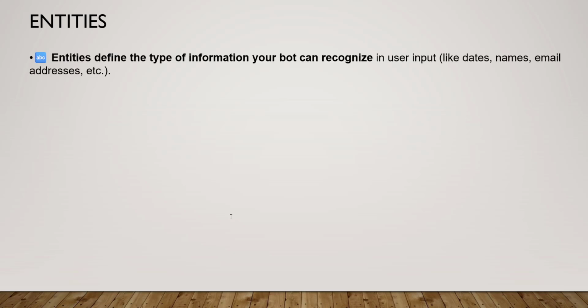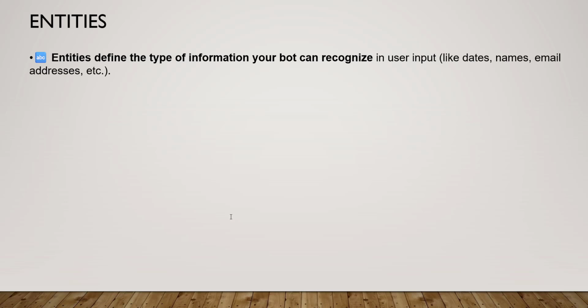If you are a pro developer, by now you must have an idea what entities do, but for those who are new to the coding world, I'll explain. Entities define the type of information your bot can recognize in user input, like dates, names, emails, addresses, etc.